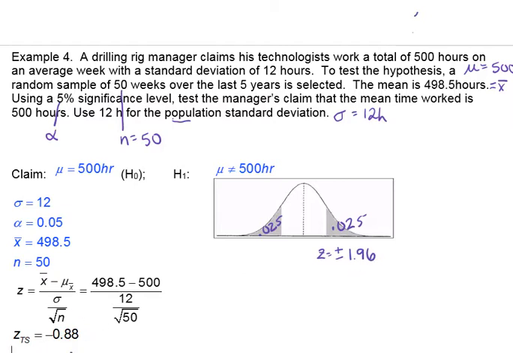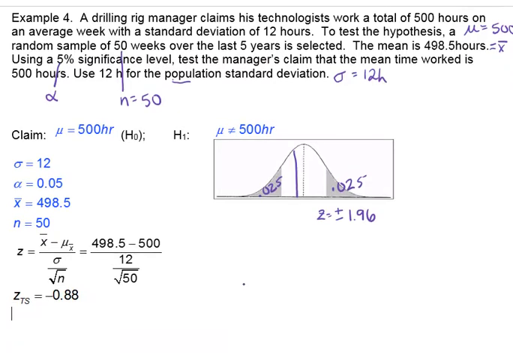If we compare where our test statistic falls, negative 0.88, well, if this is 1.96, negative 0.88 is going to be about right here. Not in our critical region. Remember, the knots go together. So if it's not in the critical region, we do not reject, and there's not enough evidence.